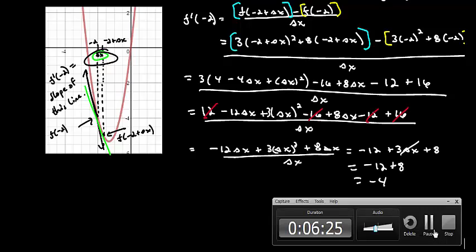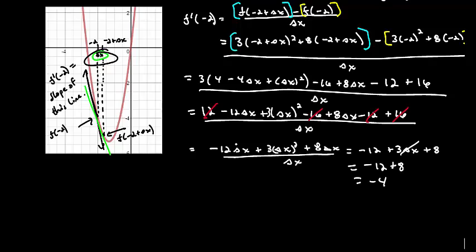Now we can also write this as f prime at negative 2 is equal to negative 4, right? Okay, so that's it. I mean, that's not too hard to compute.